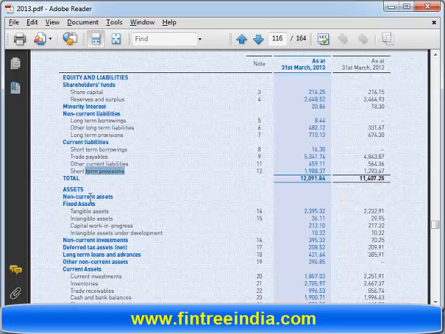Other current liability, short-term provisions. Most of the companies in India, especially the listed ones, the short-term provision would be made of two parts. One would be dividend payable, dividend which has been declared but not yet paid, and second, taxes payable. And hence we have the total.